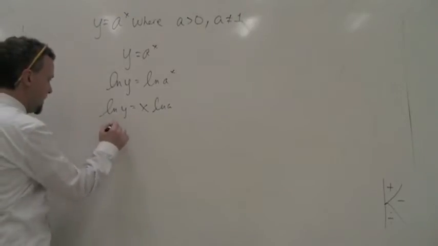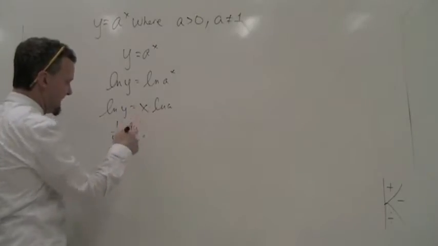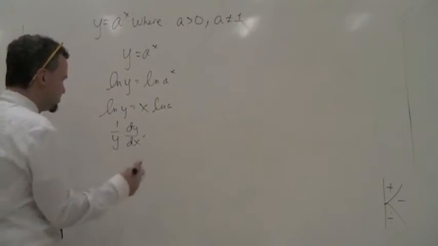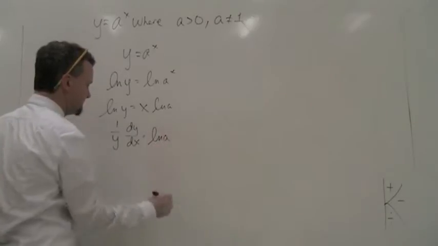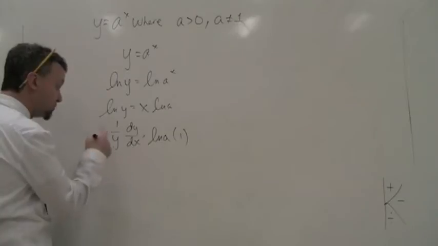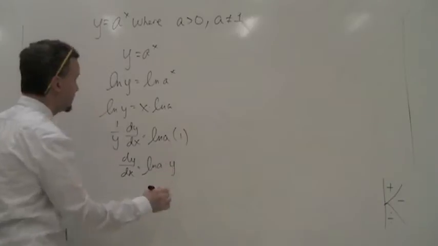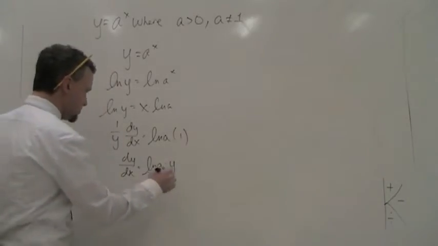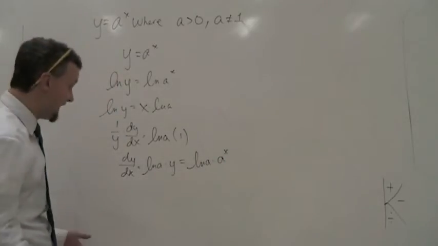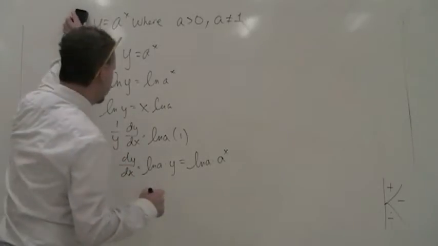The derivative of ln y is 1 over y, but since you derive the y, you need the dy dx. The derivative of x ln a: remember, this is a number times x, so it's like a 5 times x. Its derivative would be ln a. The derivative of x is a 1, and just leave the ln a there. Multiply both sides by y, and dy dx is equal to ln a times y, but y is a to the x. So the derivative must be ln a times a to the x. And that is the rule. So we're going to put it up here in just a second.